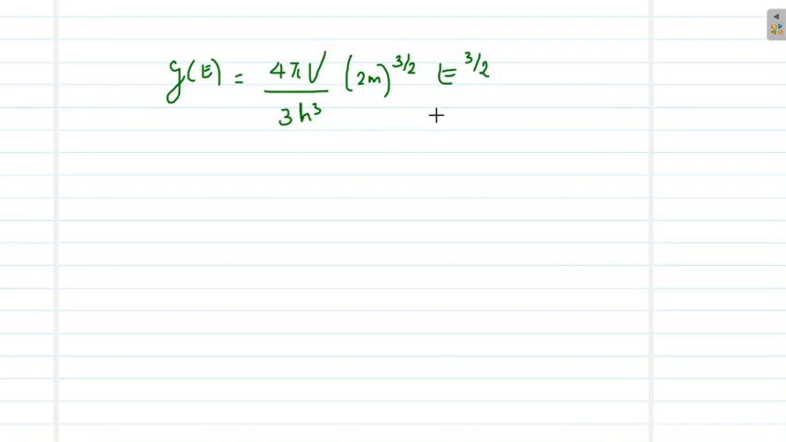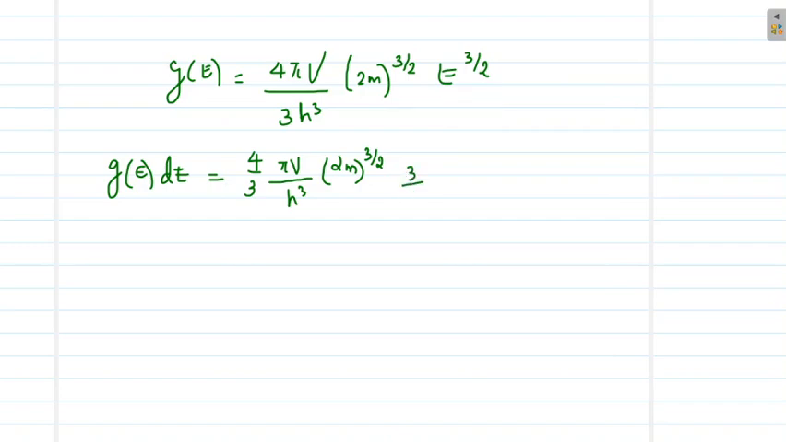Now, if I differentiate this equation with respect to E, it will be g of E dE equal to 4 by 3 pi V by h cube into 2m whole raised to 3 by 2 into 3 by 2 E raised to 1 by 2 dE. So I differentiated the equation g of E with respect to E one time, and the new equation is like this. What does this equation mean?